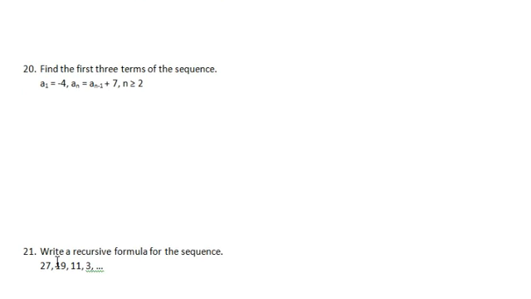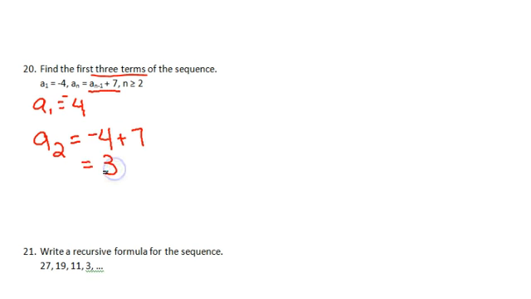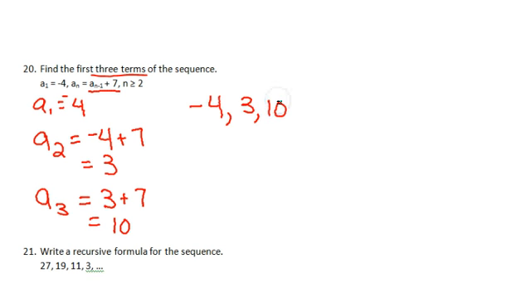Find the first 3 terms of the sequence. They gave us, and when I first did this, I kept going. I did the first 5 terms because I'm so used to that. So they give us A1, which is -4. And then they tell us that we're using whatever the term is before, and we're going to add 7 to it. So A2 is going to be A1, -4, plus 7, which means my second term is 3. A3 is going to be the second term, 3 plus 7, which gives me 10. So the first 3 terms are -4, 3, and 10.